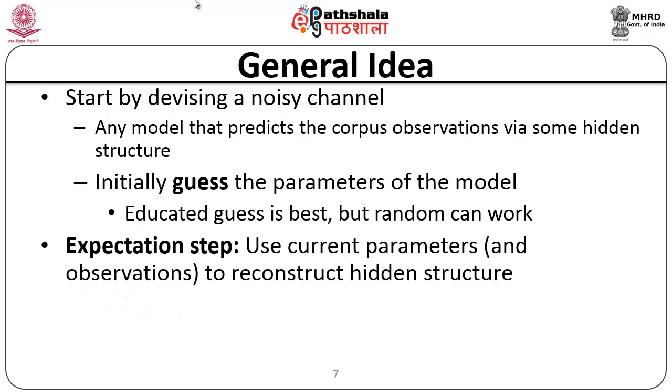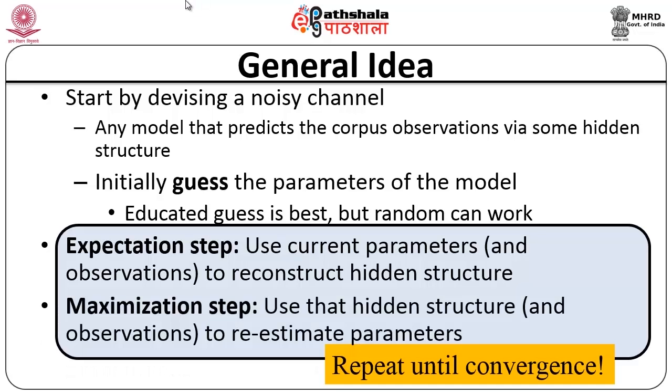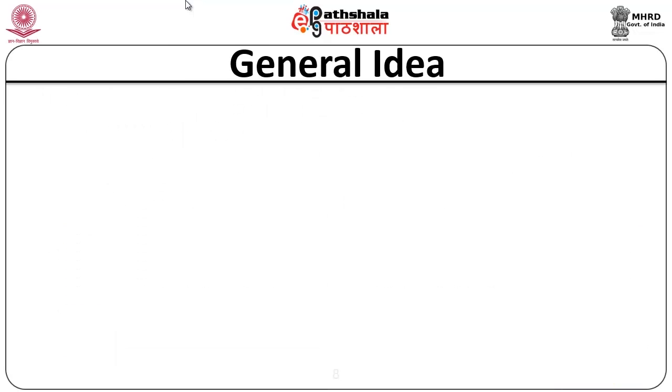Then the expectation step is to use the current parameters that you have just guessed or estimated, and the observation given to you, which is some incomplete data, and reconstruct the hidden structure. Then the maximization step is to use this hidden structure, that is the observations that you have newly got, and re-estimate the parameters of the model, and you keep on doing this until convergence is reached.